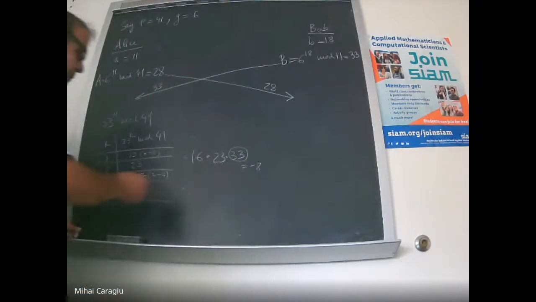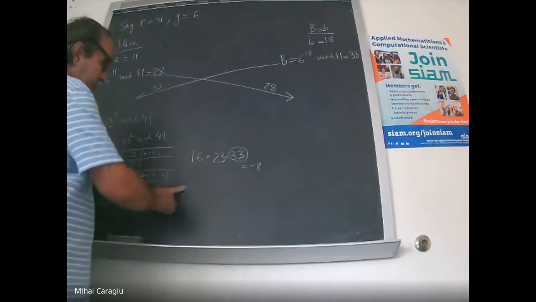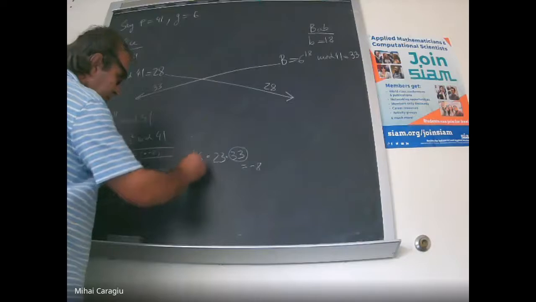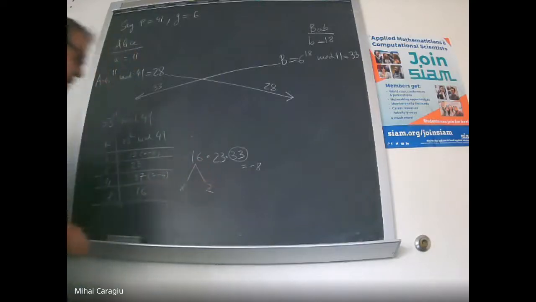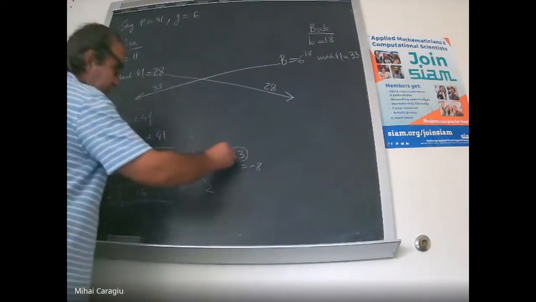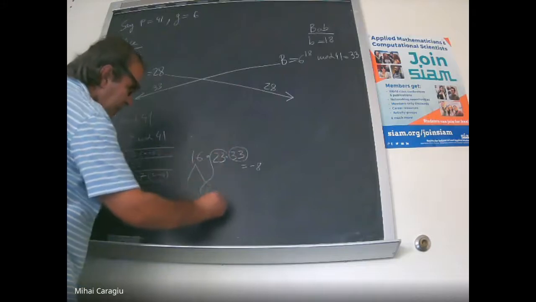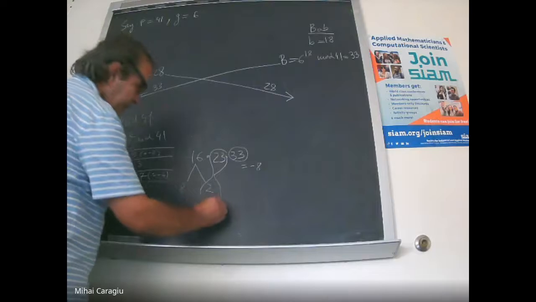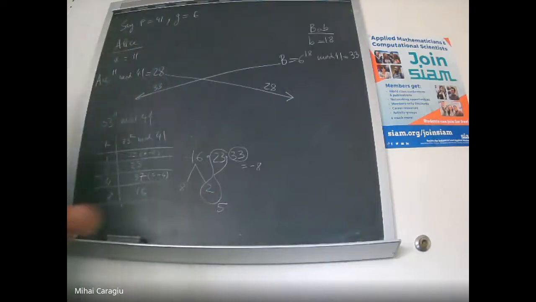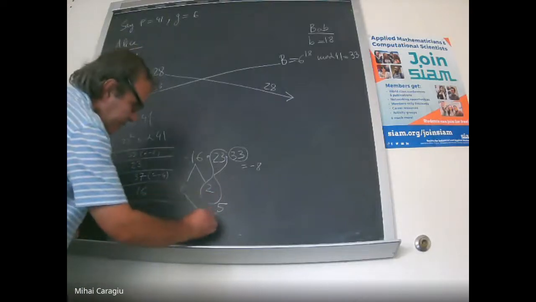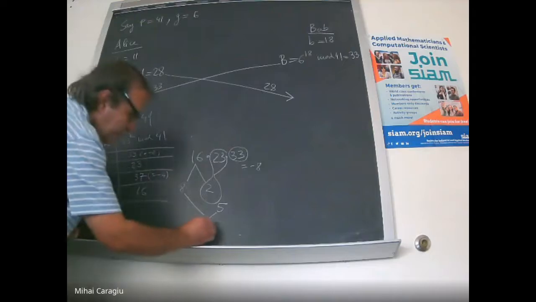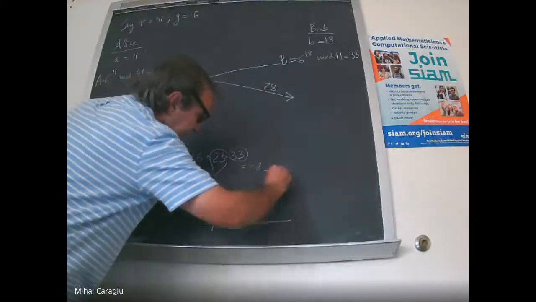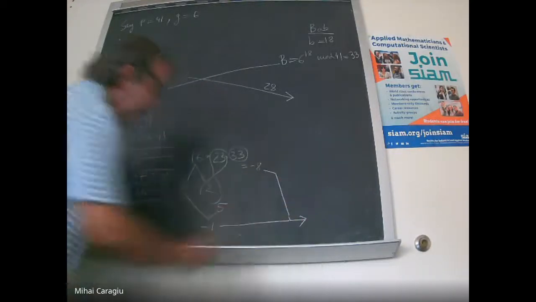This 16, because we are looking at mod 41, right? 16 can be split into 8 times 2. And then this 2 times 23 is 46, that will be a 5. Then 8 times 5 is 40, that will be a minus 1. Right? And then finally, minus 1 times minus 8 is 8.